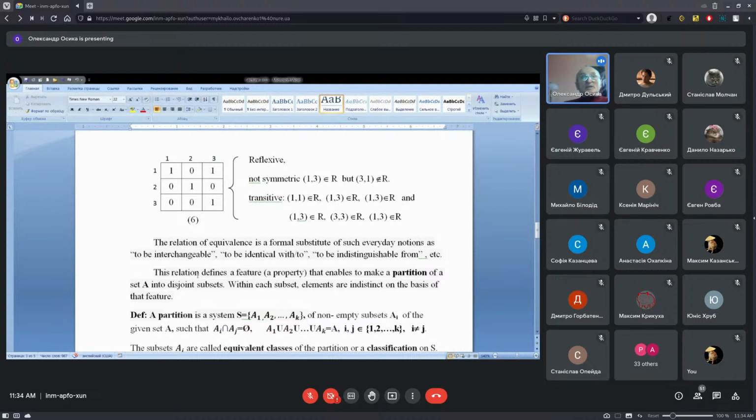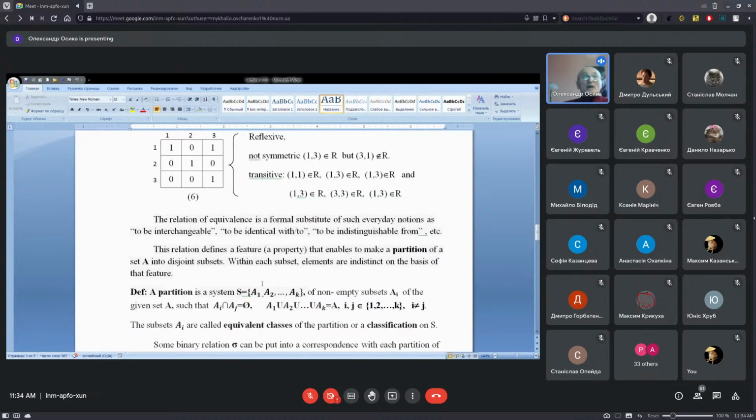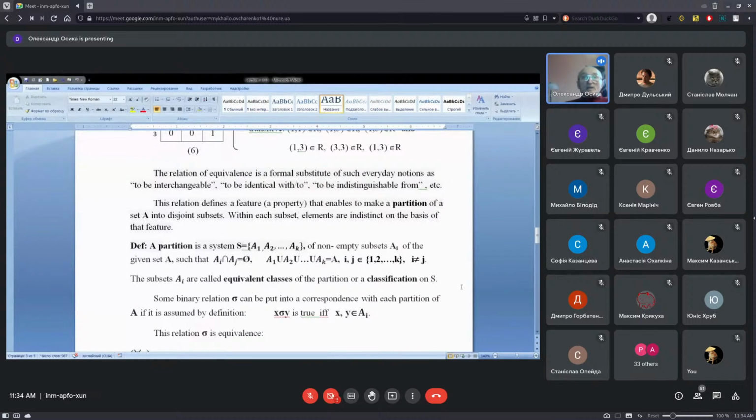Okay, this relation defines a feature, a property that enables to make a partition of a set A into disjoint subsets. Within each subset, elements are indistinct on the basis of that feature. So partition, I mentioned partition, but I want to give a definition.